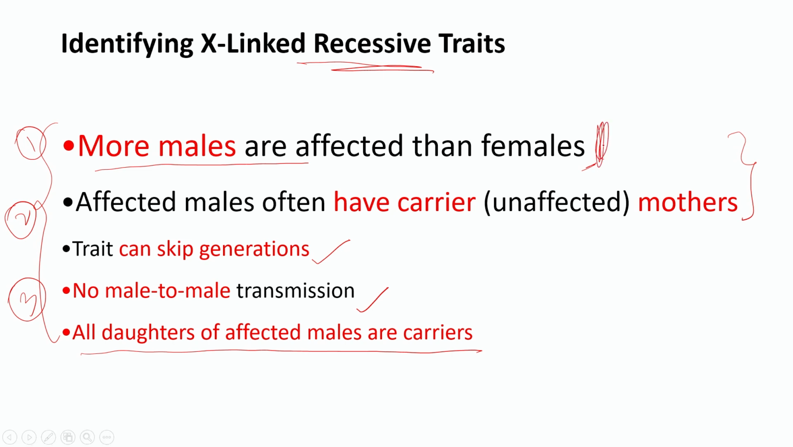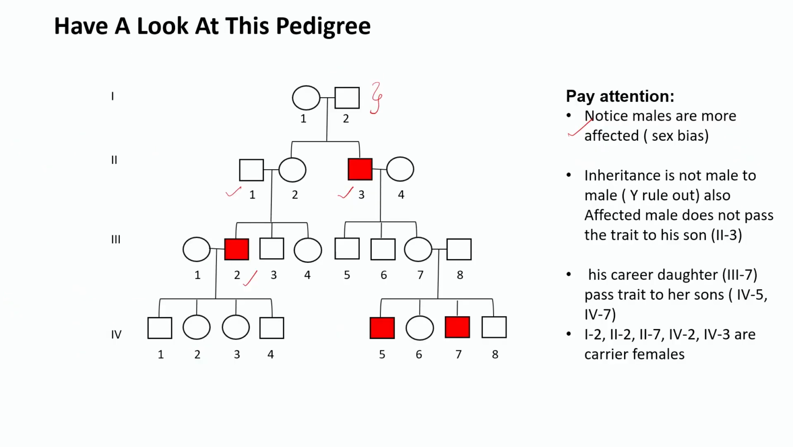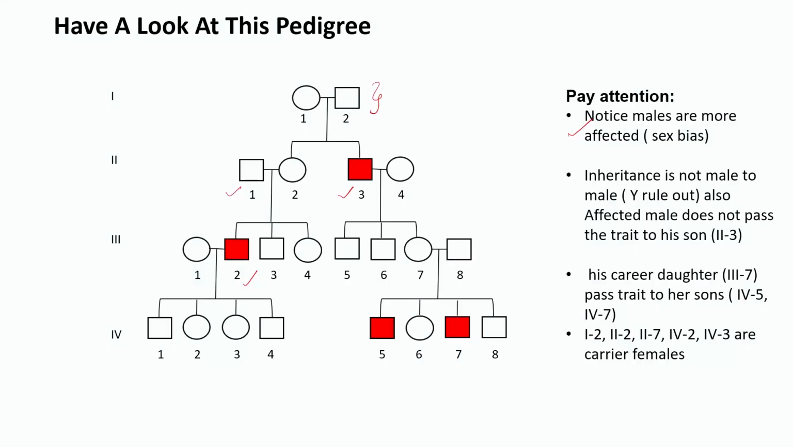So now you have a better idea that this pedigree is going to fall into the sex-linked kind of inheritance pattern, because this is a very critical point which is not seen in other types of pedigree. So more males are affected, that is what you are seeing, more males.